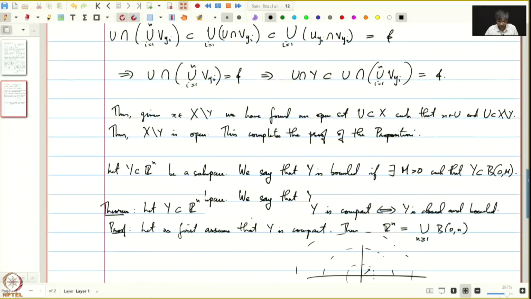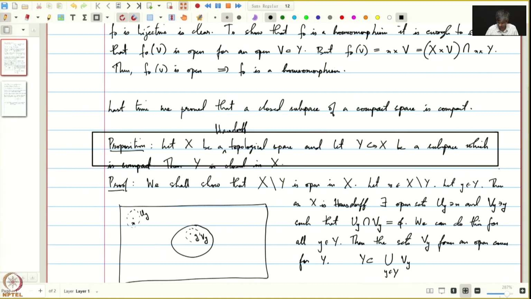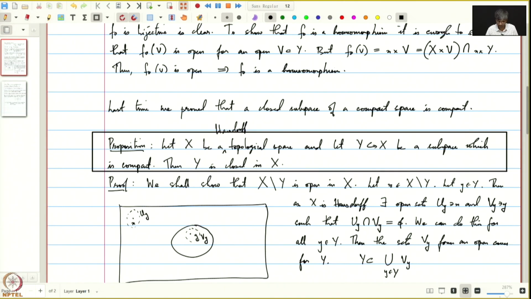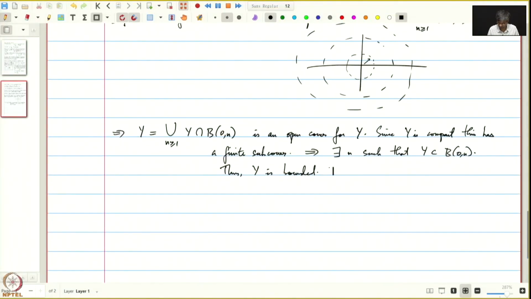Because the previous proposition says that R^n is a Hausdorff topological space and we have Y which is compact, so Y is also closed. So the previous proposition implies that Y is closed. Thus Y is closed and bounded.